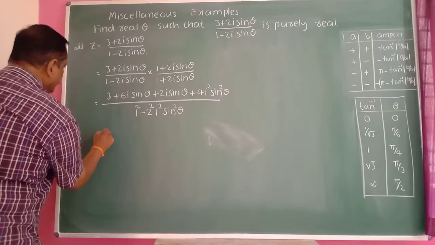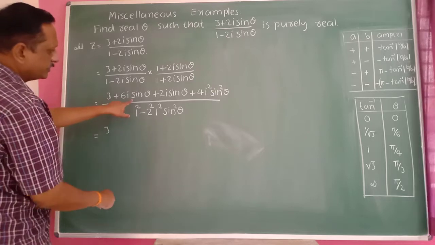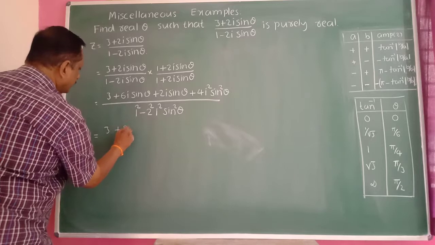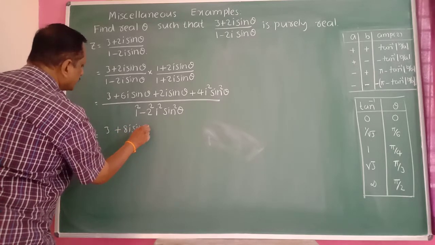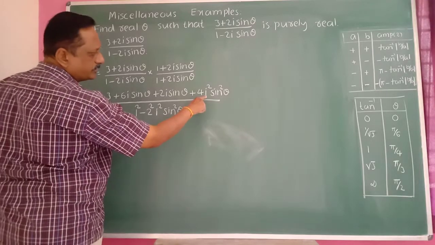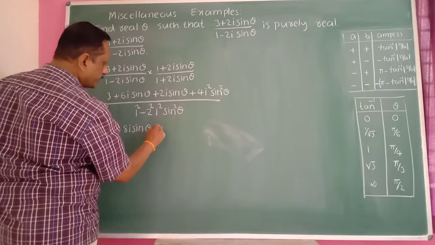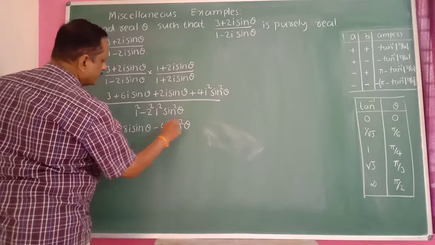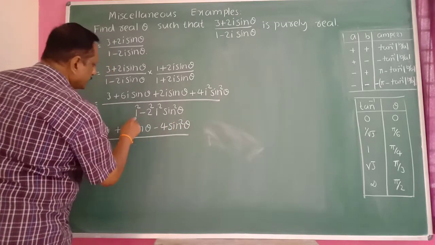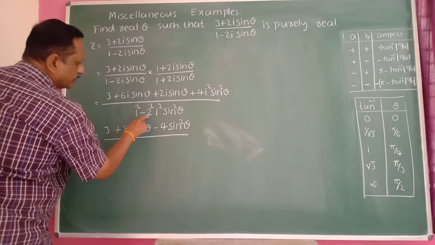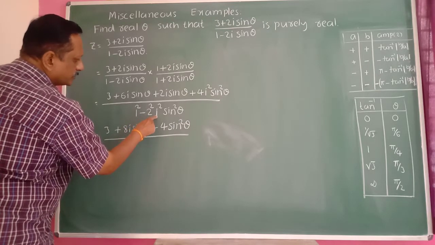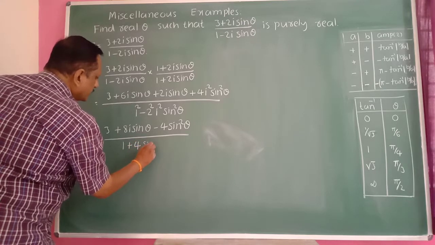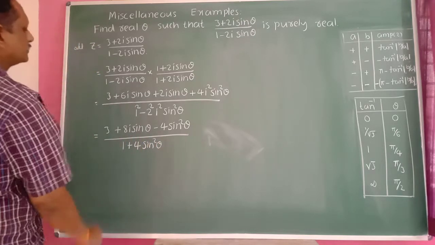Therefore, this is equal to, write here 3, 6i sin theta plus 2i sin theta gives 8i sin theta. 8i into sin theta. And i square is minus 1 here, so plus into minus becomes minus 4 sin square theta, divided by 1 square is 1 here. And 2 square is 4, i square is minus 1, minus of minus becomes plus 4 into sin square theta. 1 plus 4 sin square theta.